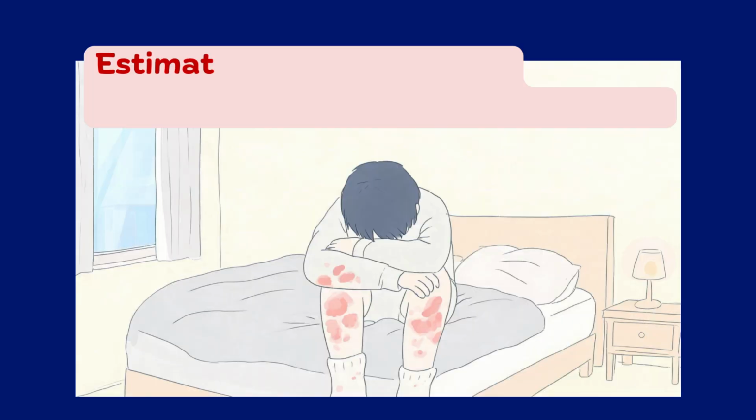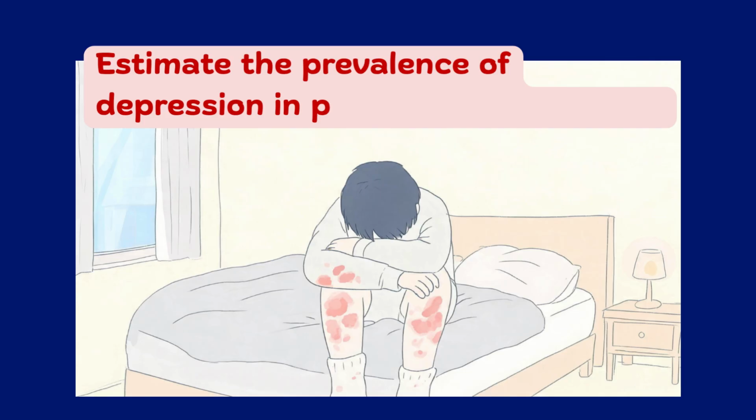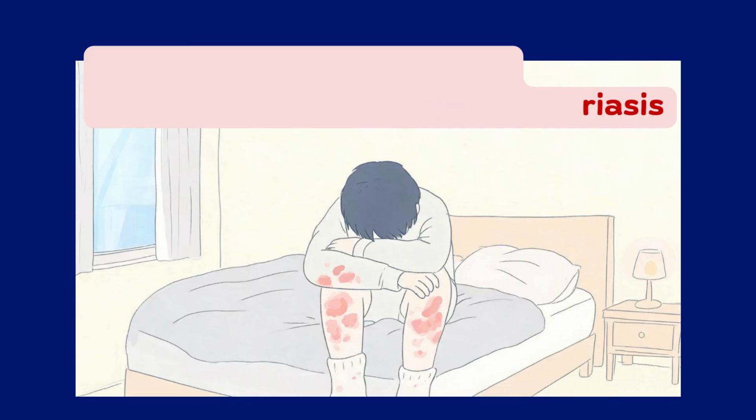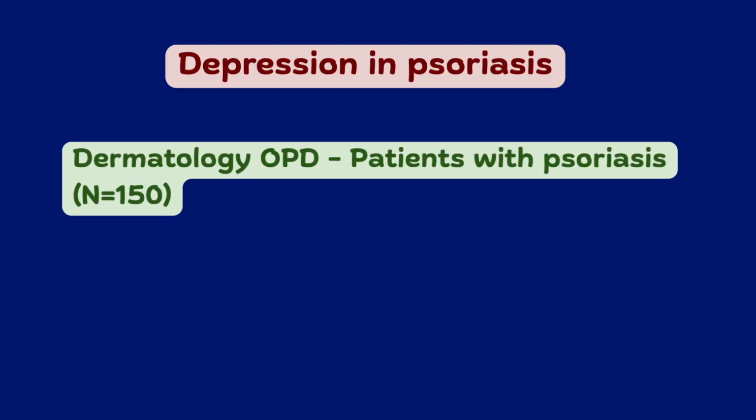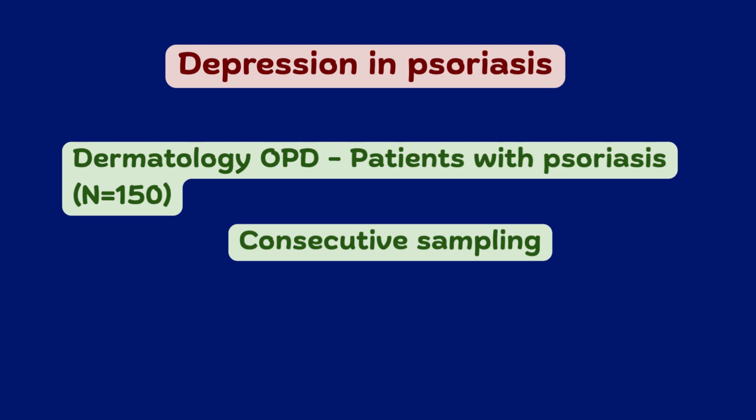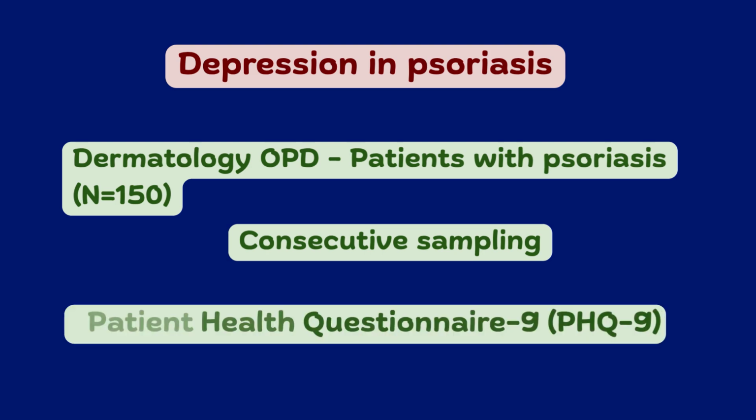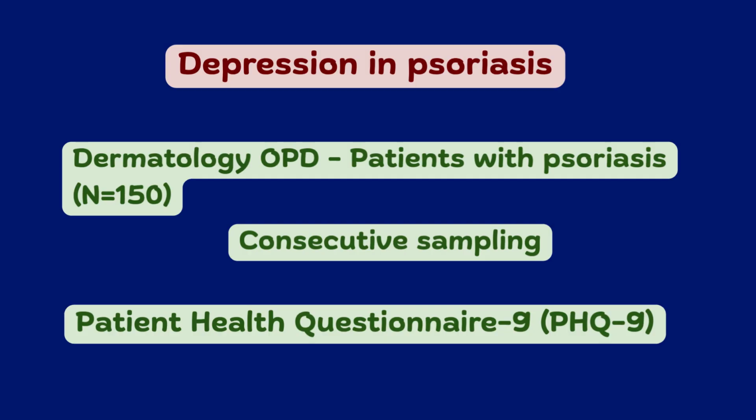Now, consider a study in which a group of researchers wanted to estimate the prevalence of depression in patients with psoriasis. They recruited 150 patients with psoriasis from the dermatology outpatient department using consecutive sampling. After obtaining demographic and clinical information, they administered Patient Health Questionnaire 9 (PHQ 9) to all the study participants.